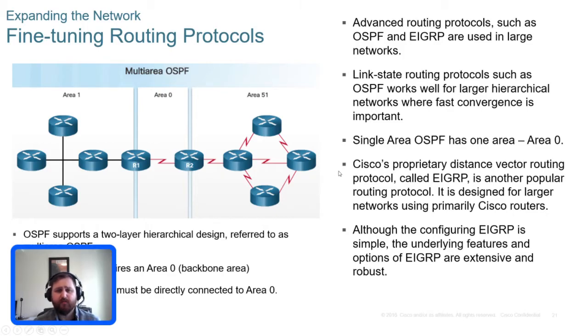Another protocol we can use besides OSPF is EIGRP, but it's Cisco proprietary, so unless you're a Cisco shop, if you're picking a routing protocol, it's likely OSPF.